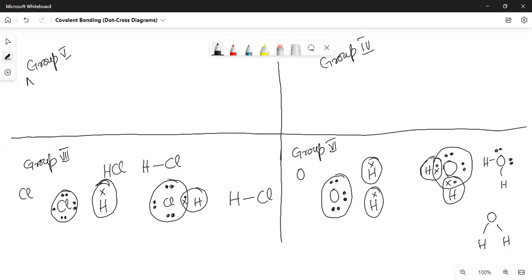So we're going to take nitrogen from group 5, and nitrogen has 5 electrons in its outermost shell, right? So you can start from here onwards. Attach it to as many hydrogen atoms as you need to balance and complete the octet for the nitrogen atom.